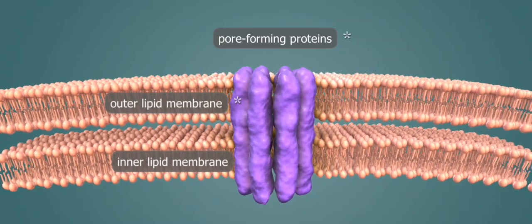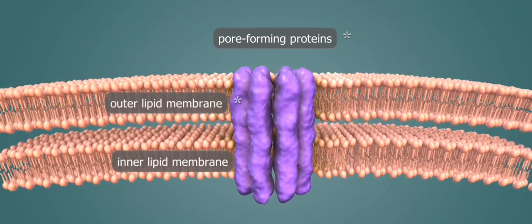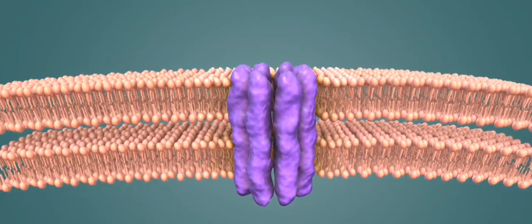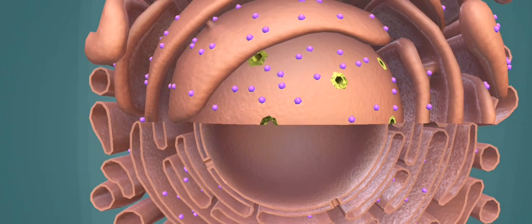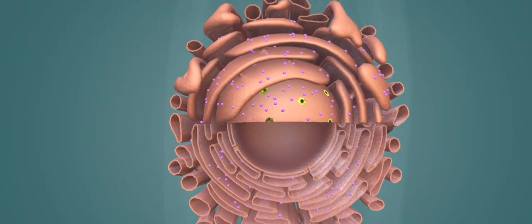The nuclear membrane is a double lipid membrane. It contains pores, which are made up of pore-forming membrane proteins, through which materials are transported between the cytoplasm and the nucleus.